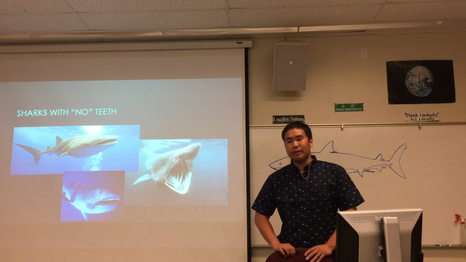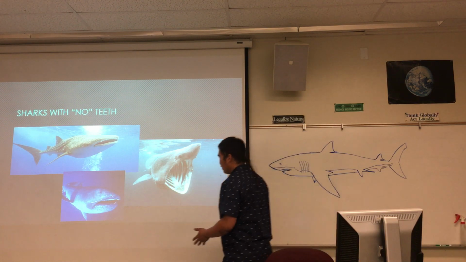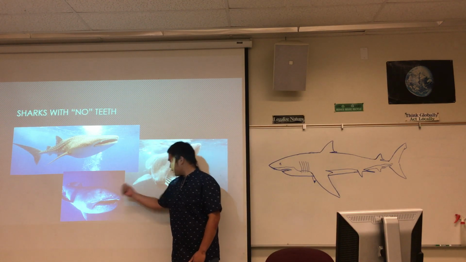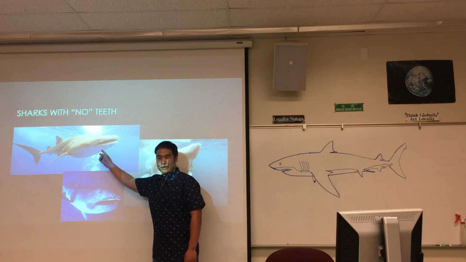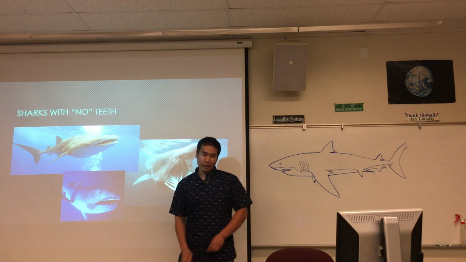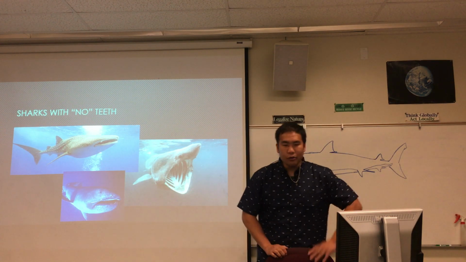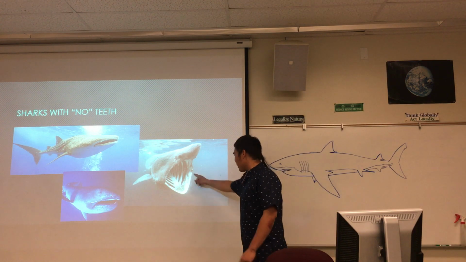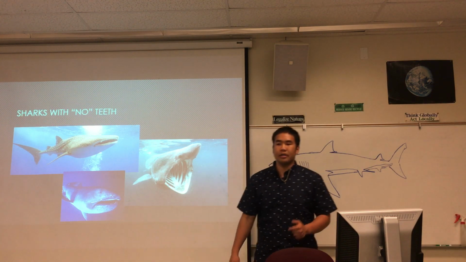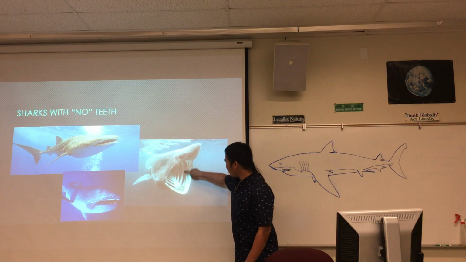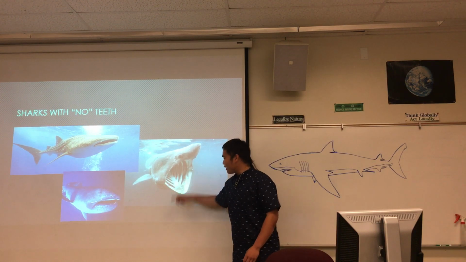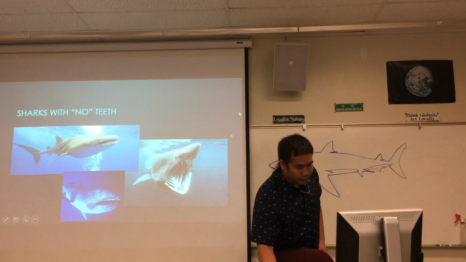Okay, so the last type of tooth belongs to these guys. And this is the basking shark. This is the megalodon. And this one's called? It's a whale shark. Yeah. So we got these huge sharks out here. You look at their mouth and they don't have any teeth inside. Oh, by the way, what are these? Those are gills, yeah. Good. Okay, so they don't have any teeth.